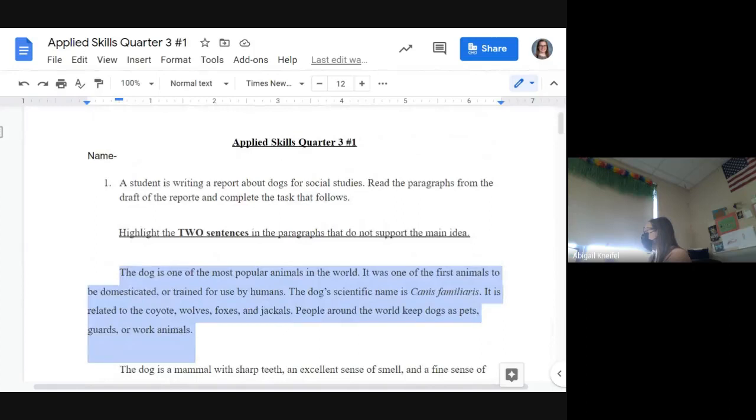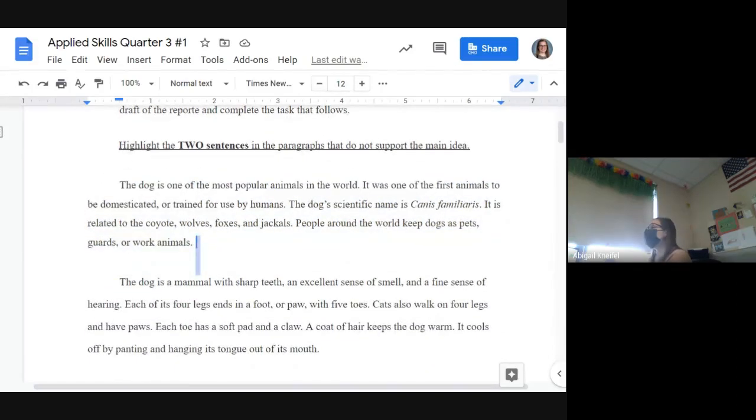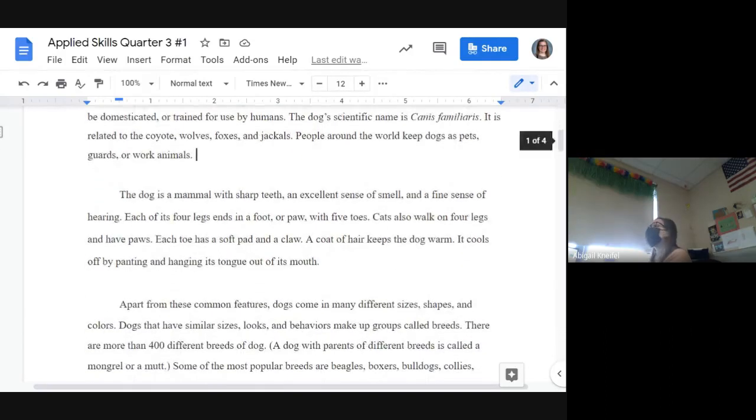So, in this first paragraph, does anyone think anything needs to be highlighted? In paragraph number one, or can I move on to paragraph number two? Opinions, thoughts? Move on or highlight? Move on. Paragraph number one is good to go. Nothing needs to be highlighted there. Paragraph number two, I'm seeing hands up.